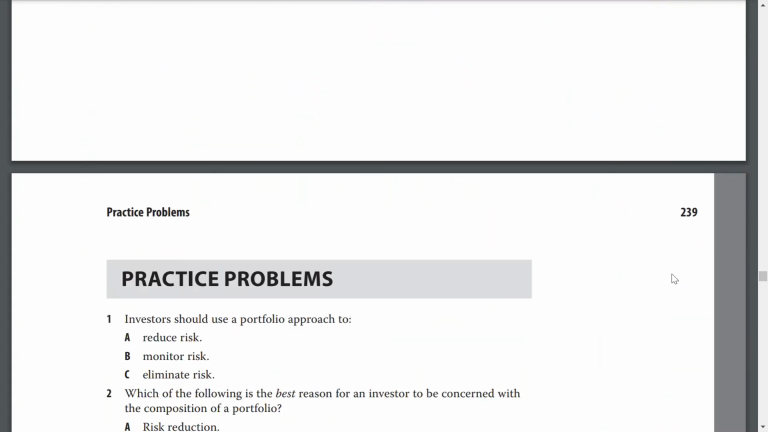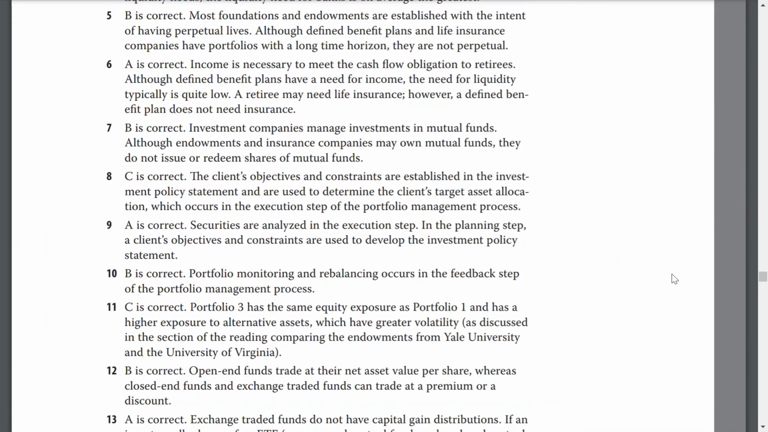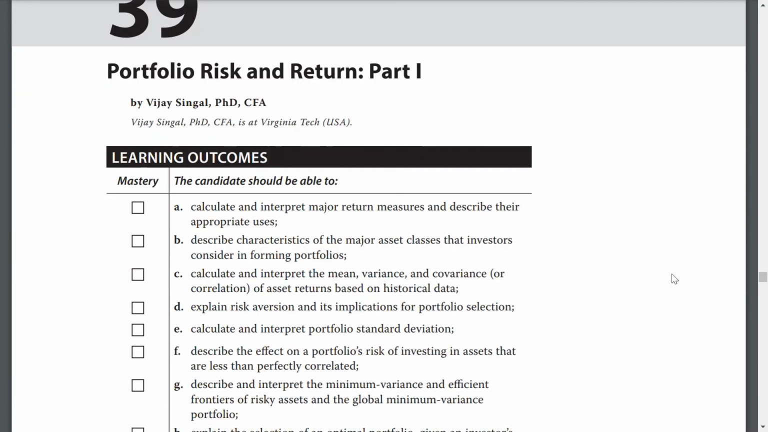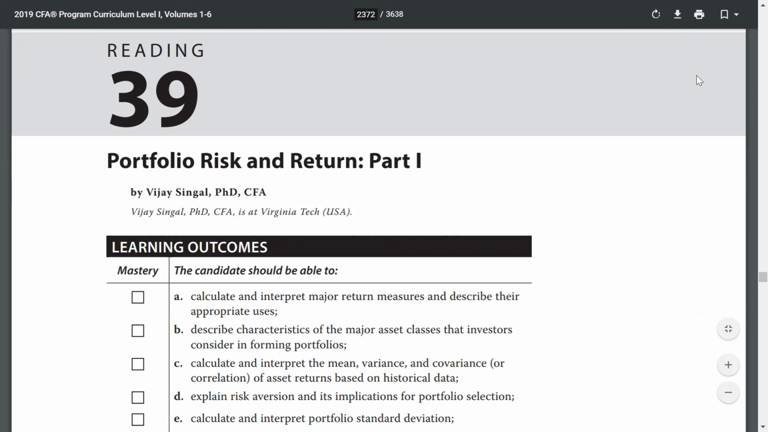Okay, so that is reading 38 done. I do hope my readings have been helpful, and I am so glad to be doing this section about portfolio management. I really like the portfolio management side. I think it's a really important topic within the CFA reading, and I hope to see you guys next time for reading 39, Portfolio Risk and Return Part 1.